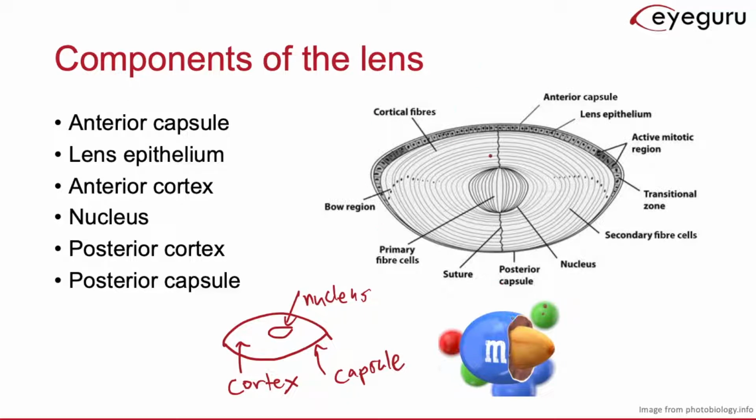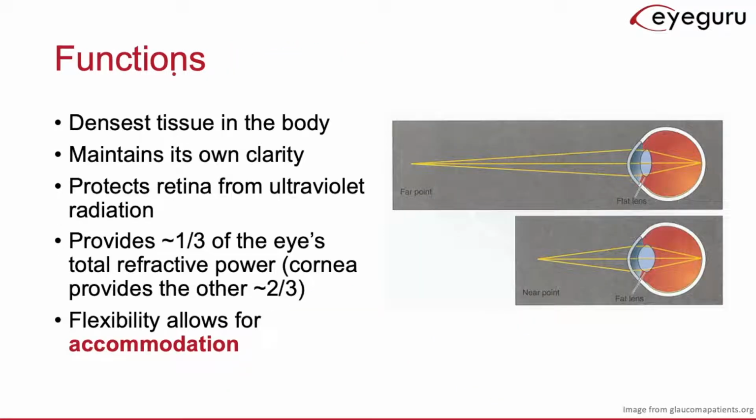So if we review this diagram now, we see that the most superficial layer is the anterior capsule, followed by the lens epithelium underneath, which is very mitotically active. Underneath the epithelium is the anterior cortex, and then the nucleus, followed by the posterior cortex, and then finally the posterior capsule. So the lens is the densest tissue in the body. It has the highest protein percentage and the lowest water percentage. And amazingly, it is able to remain optically clear for decades. Most individuals do not develop cataracts until either middle or late adulthood.